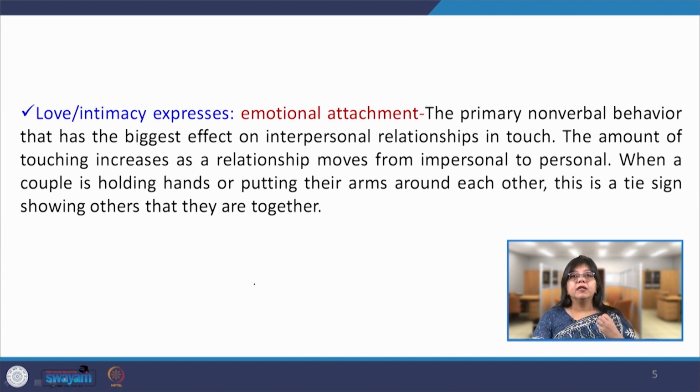So, this has the biggest effect on interpersonal relationships, and the amount of touching increases as a relationship moves from impersonal to personal. The more intimate and personal the person becomes, the more the touch will also increase. That will define the intimate relationship between two people. When a couple is holding hands or putting their arms around each other, this is a tie sign showing others that they are together. This kind of touch is overt, although nonverbal, but any person can decode the level of relationship between two people.